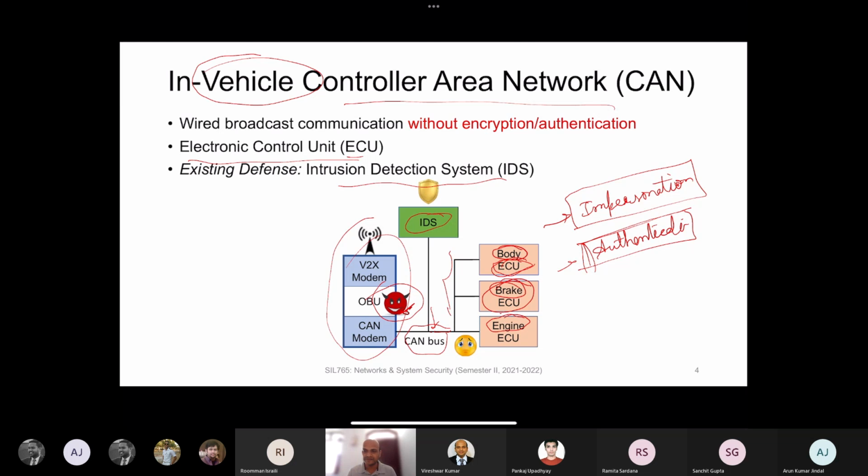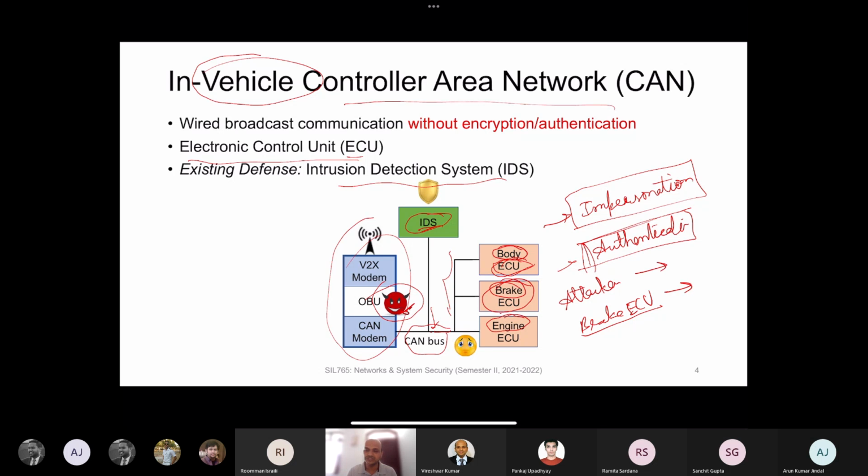So by that we mean that there could be two transmitters for a message. So let's say there is a message corresponding to a brake saying engage brake. That message could come from the brake ECU. Okay, so that would be the benign message. So the brake ECU might send this message that engage the brake. But the attacker could also send that message, engage the brake.